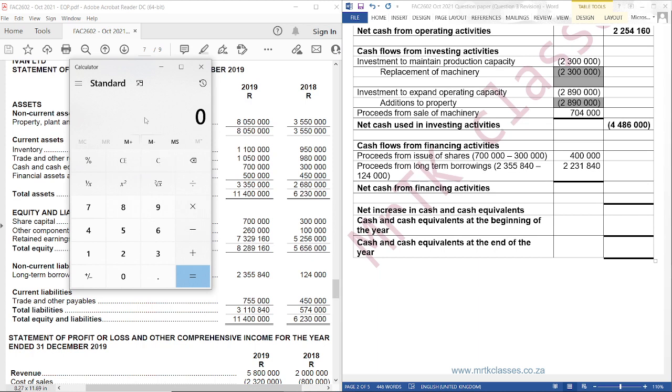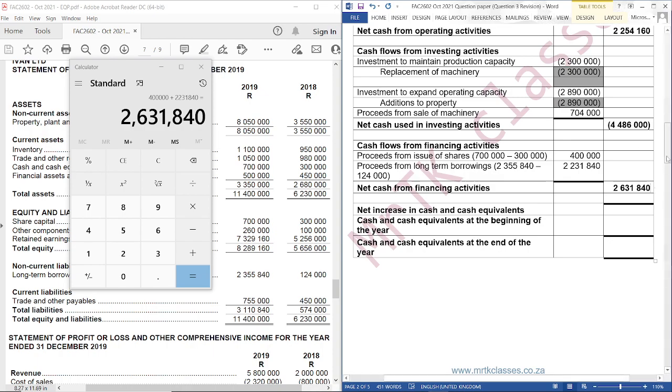Then net cash from financing activities. Oh, I shouldn't have removed that. Okay, but it's fine. 2,231,840 plus 400,000, 2,631,840.